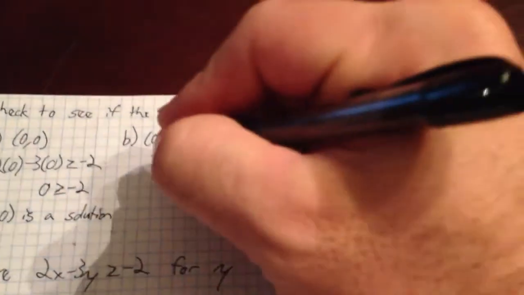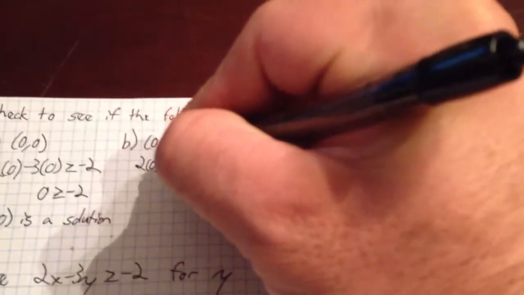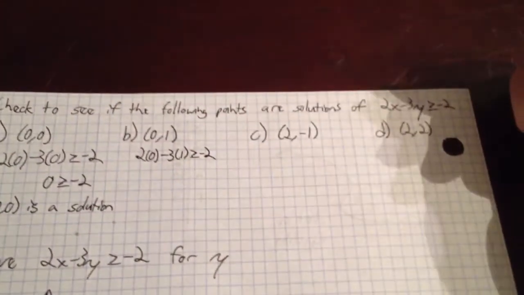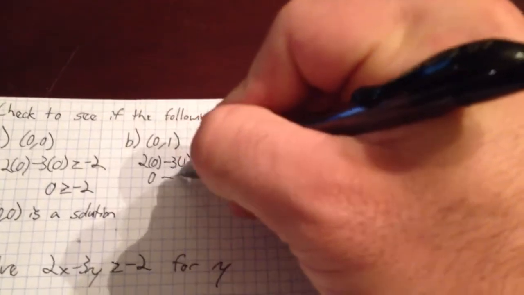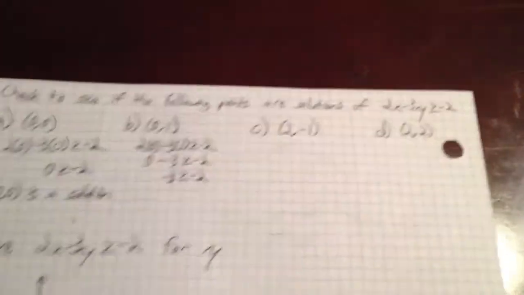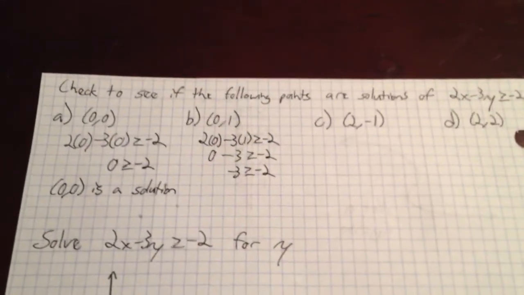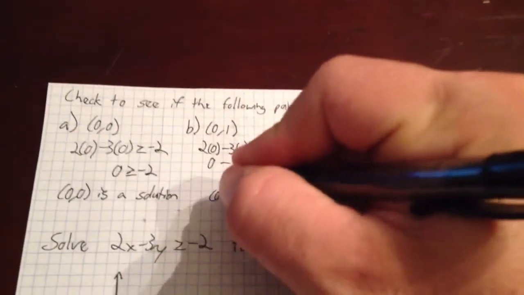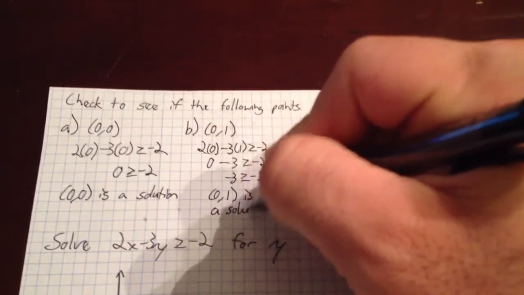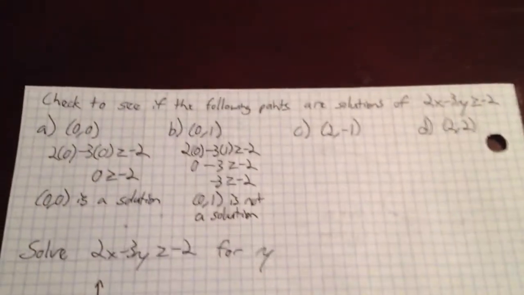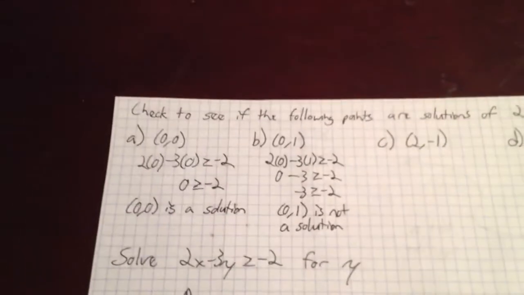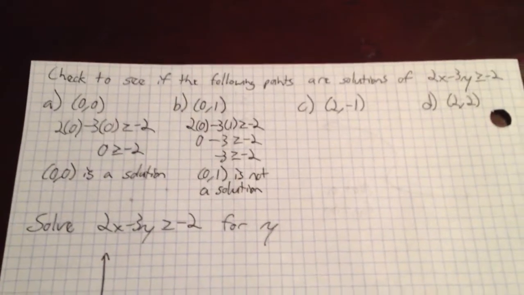When I plug in (0, 1), 2 times 0 minus 3 times 1 greater than or equal to negative 2, I end up with 0 minus 3, which is negative 3. Negative 3 is not greater than or equal to negative 2. So the point (0, 1) is not a solution. Again, there's a reason I did that. Don't say no, don't say none. There are solutions to this problem. We've already found one. That one just does not work.